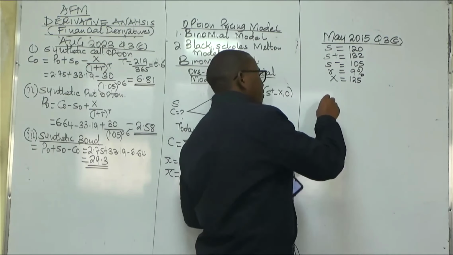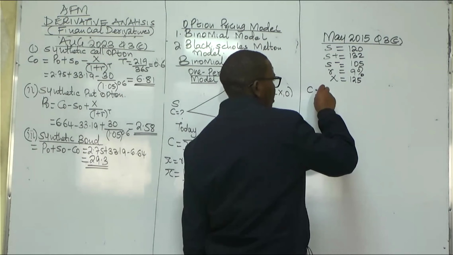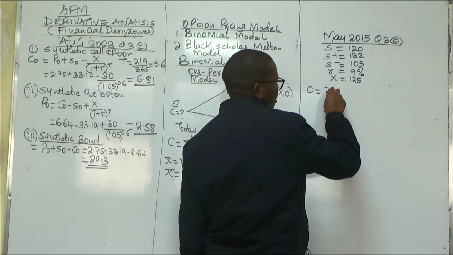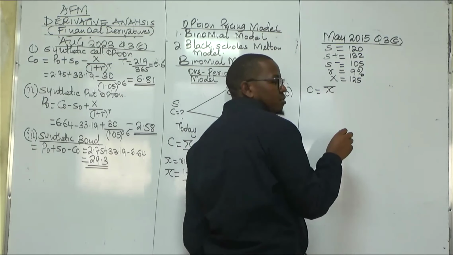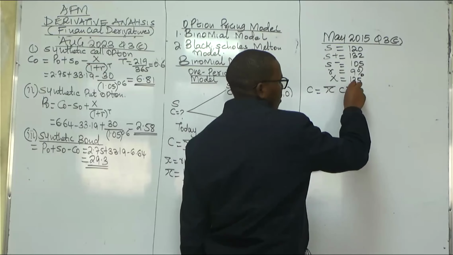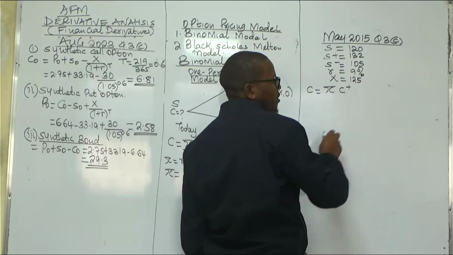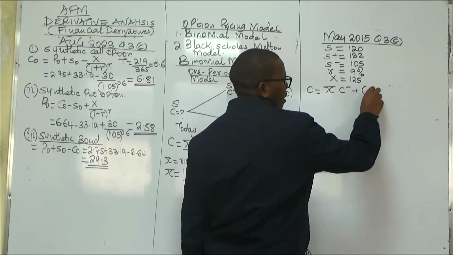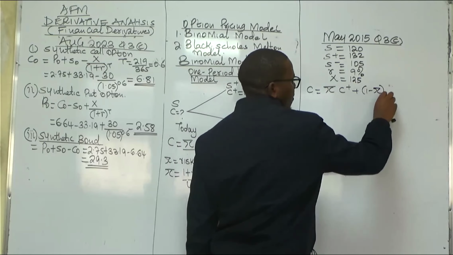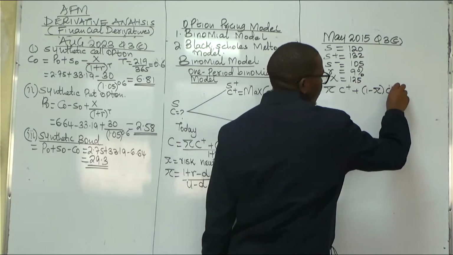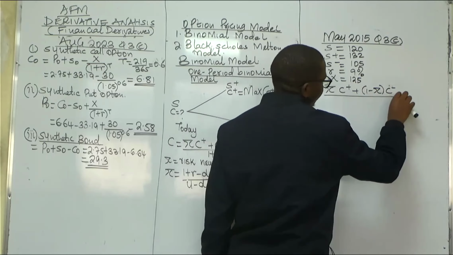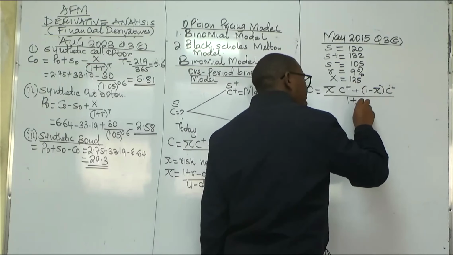Now we want to know the value of our call today, which is the C. It should be given by the risk neutral probability times the value of our call when the price goes up, plus 1 minus the risk neutral probability times the value of our call when it goes down, then divided by 1 plus R.